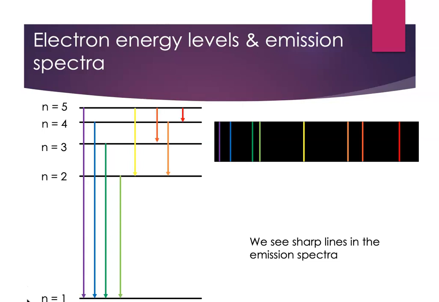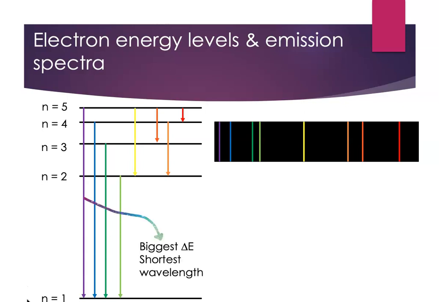All right, so we see different lines in our spectrum, these sharp lines, because we're jumping from very specific energy levels, from a higher energy level to a lower energy level, and there's a specific energy difference that is related to that. The transition from energy level 5 to energy level 1 has the biggest delta E of the transitions we're showing here, and so it's got the shortest wavelength, the most energetic light. The transition from energy level 5 to energy level 4 has the smallest delta E of the transitions we're looking at here, and so it's giving off light with the longest wavelength.